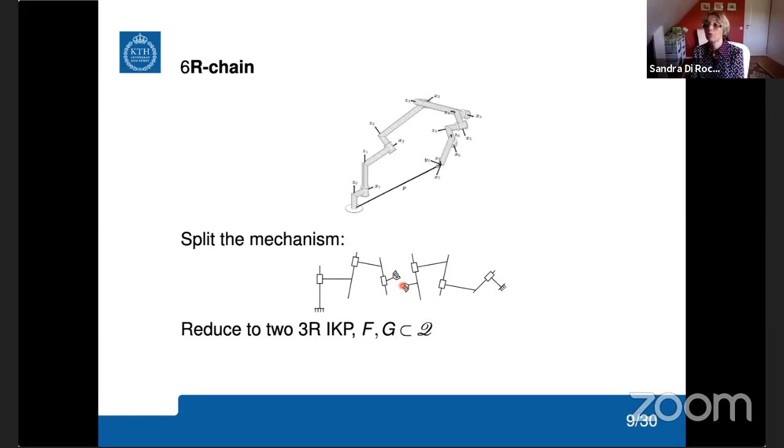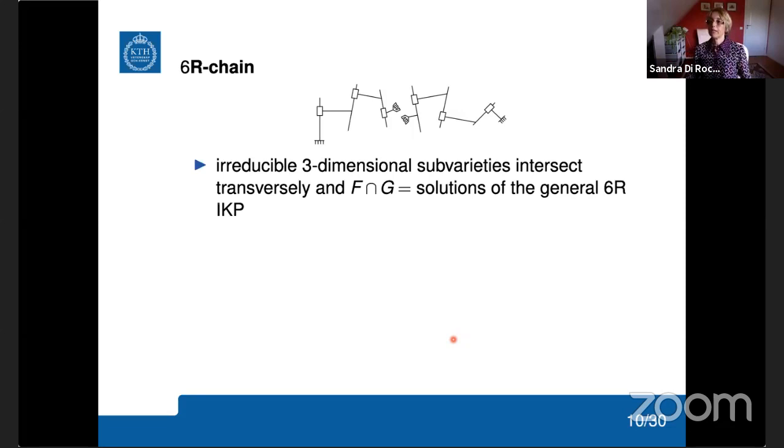So this finite solution set of the six bar can be obtained by intersecting these two-dimensional solution sets of these two 3-bar problems. So F and G, living in the quadric, which is an algebraic variety in P7. So everything reduces to an intersection problem, an intersection of two projective varieties. So if you use intersection theory, you describe these varieties in the appropriate Chow ring, and then you compute the intersection and you get the number 16.